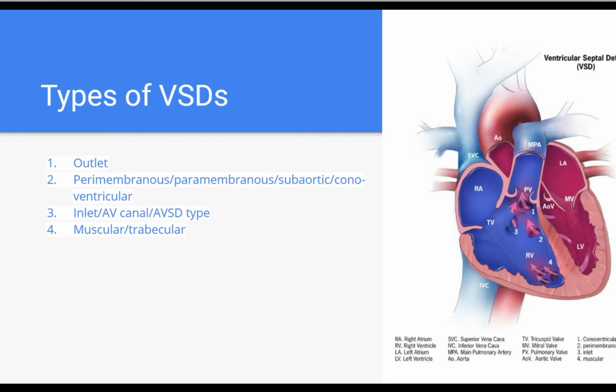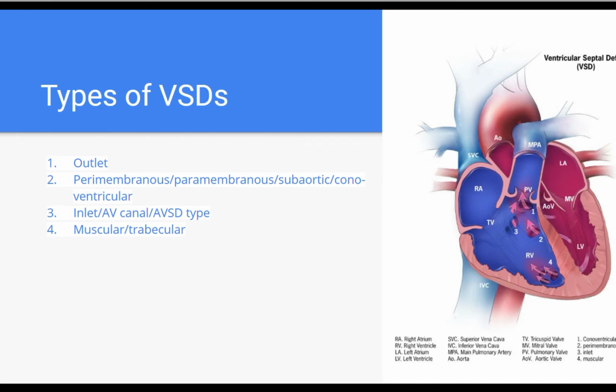The second one is the paramembranous, subaortic, conal ventricular, many names, same thing. And this is an opening in the particular area of the upper section of the ventricular septum, an area called the membranous septum, near the valves. This type of VSD is the most commonly operated on, since most membranous VSDs do not usually close spontaneously.